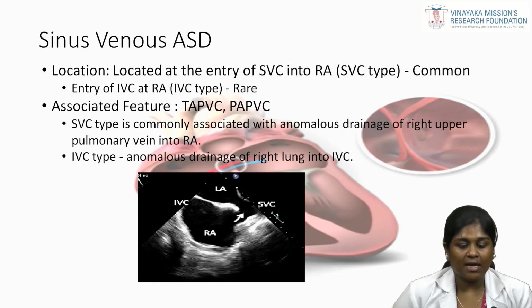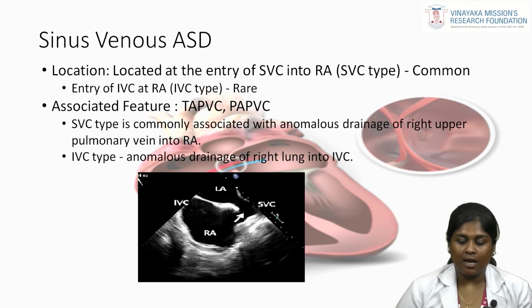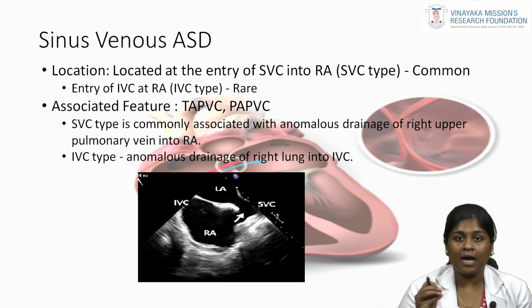Next we have sinus venosus atrial septal defect. It is located at the entry of the SVC, the superior vena cava, into the RA. The IVC type, with entry of the IVC into the RA, is rare. Where the SVC and IVC enter the right atrium, at that place we can see the atrial septum unclosed, and that causes sinus venosus ASD. In sinus venosus ASD, the SVC type, that is the superior vena cava type, is more common than the inferior vena cava type.